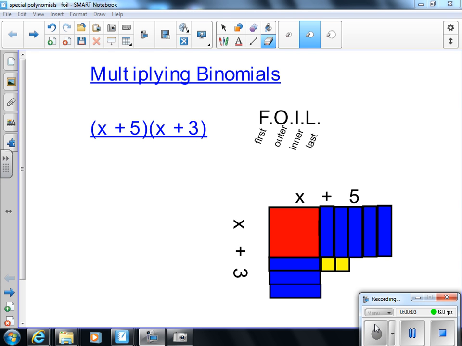Today we're going to continue with multiplying polynomials. More specifically though, we're going to focus in today on multiplying what we call binomials. Now yesterday you pretty much had a monomial times a polynomial, and all you had to do was distribute. Okay, this is going to be a little different today. Today we have a binomial times a binomial. So our first example is the quantity x plus 5 times the quantity x plus 3.